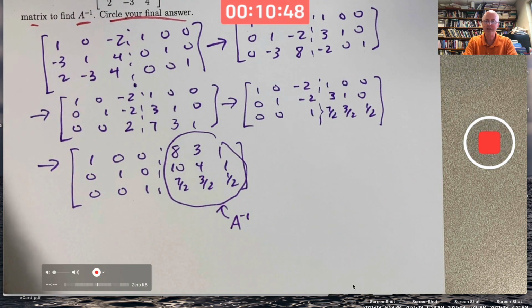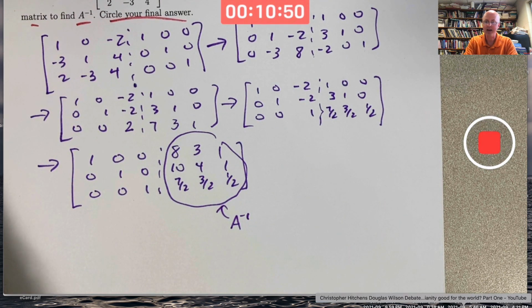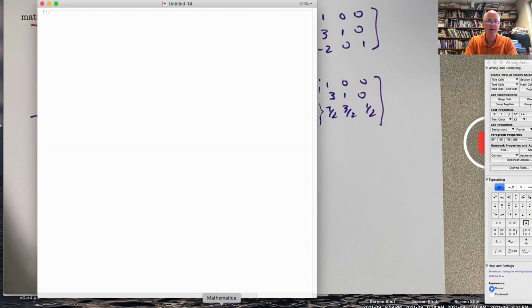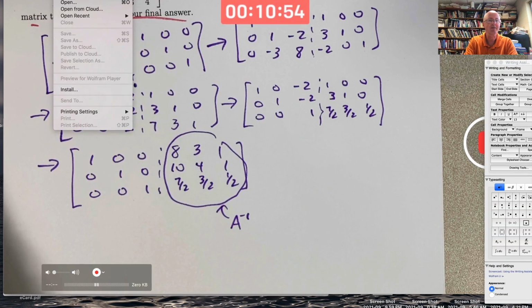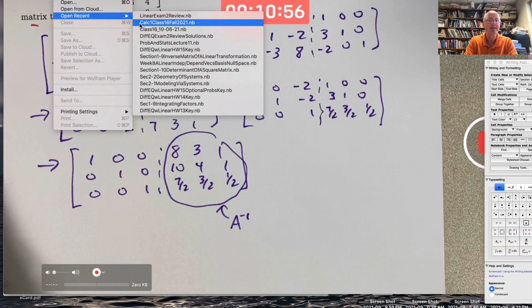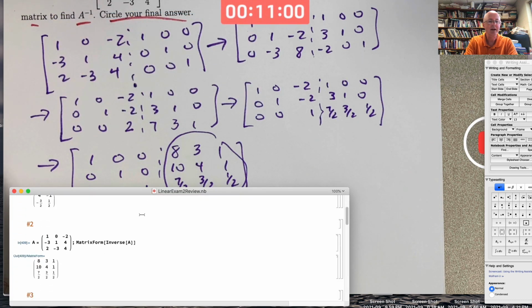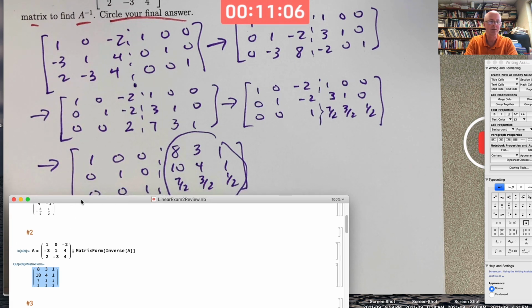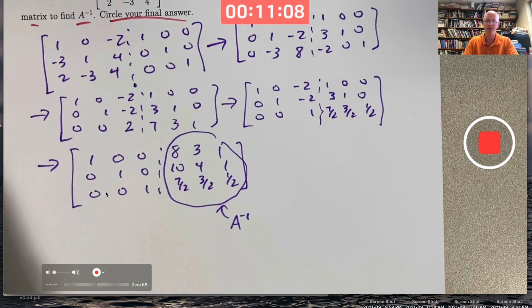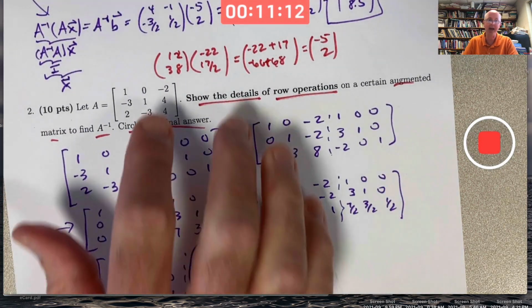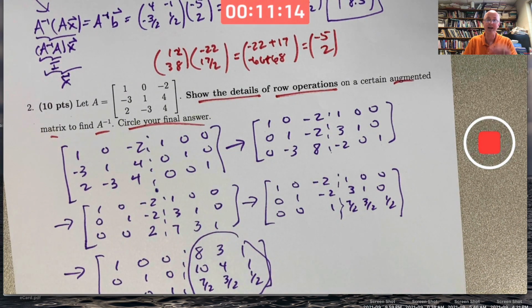Let me just quickly double check that I did this on Mathematica ahead of time. Let's see if I can find that here. Let's see, yeah, there we go. Did I get the right answer? Right there, 8, 3, 1 across the top row, 10, 4, 1, and then 7 halves, 3 halves, 1 half. Yes, I got the right answer. Okay, wanted to double check that. You could also double check it by multiplying by A and seeing that you get the 3 by 3 identity matrix.